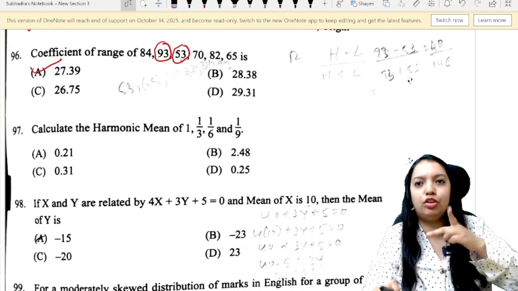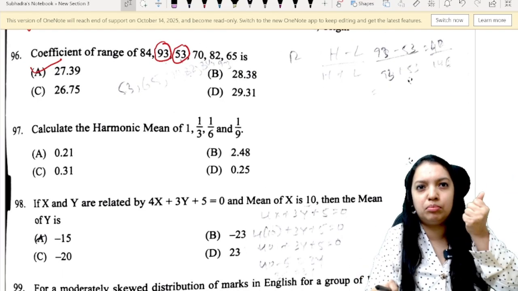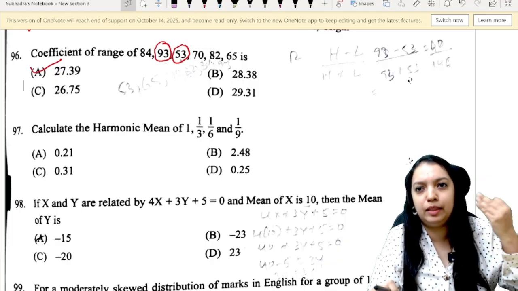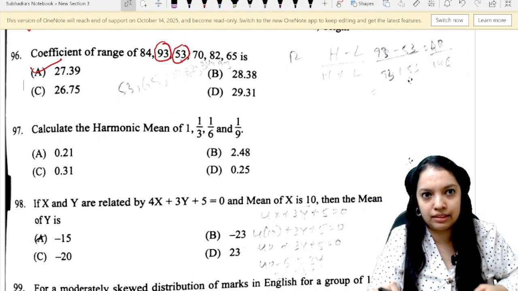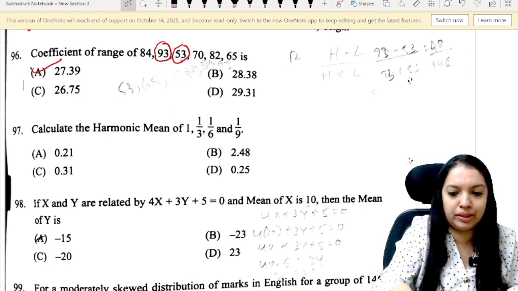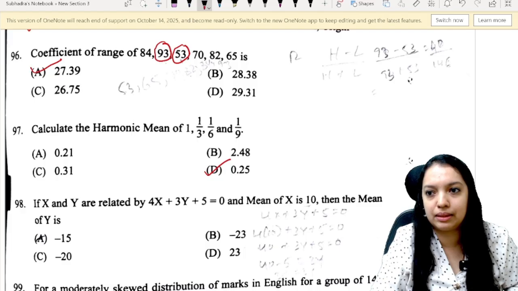Next is raw data harmonic mean. Take the reciprocal of all the values. Do the sum of all of them: 1 plus 3 plus 6 plus 9. 4 divided by that. So, your answer for that question will be 0.25.